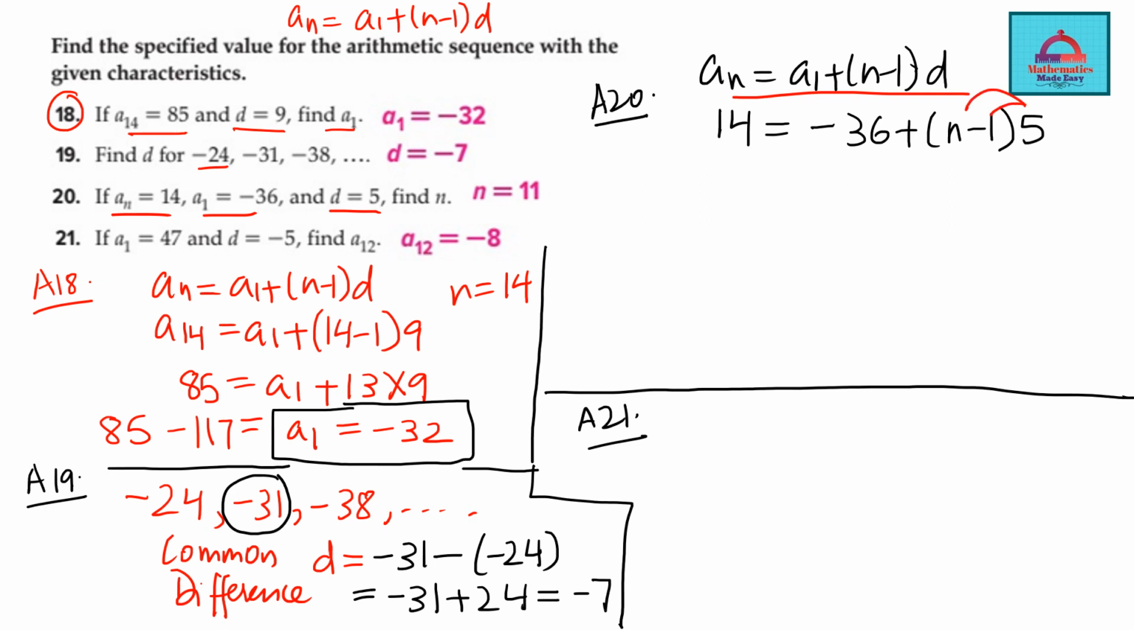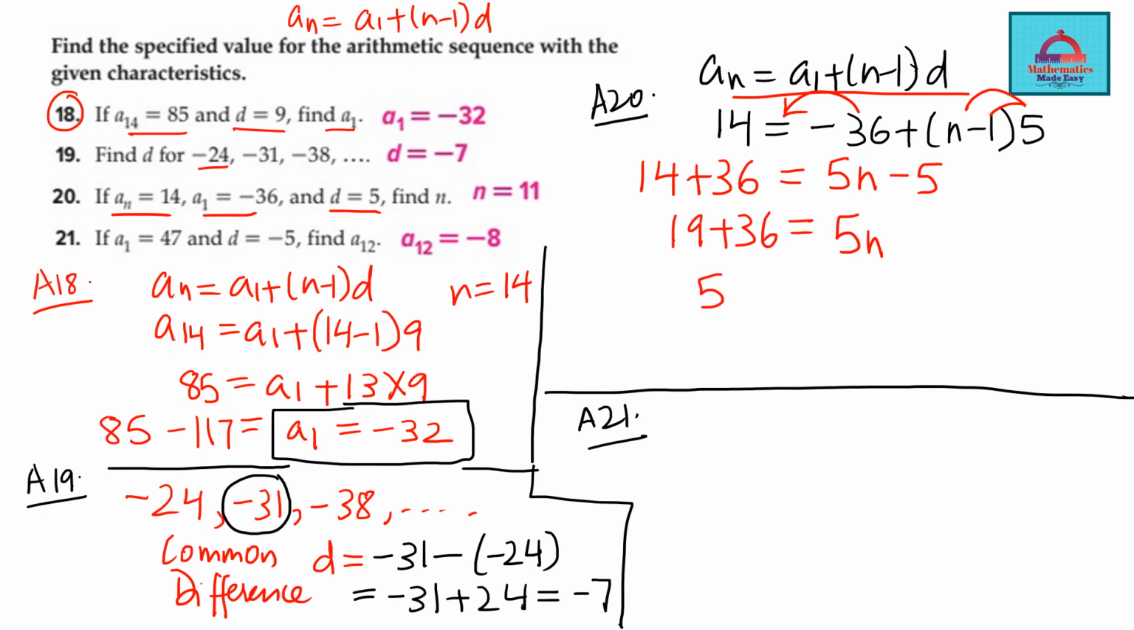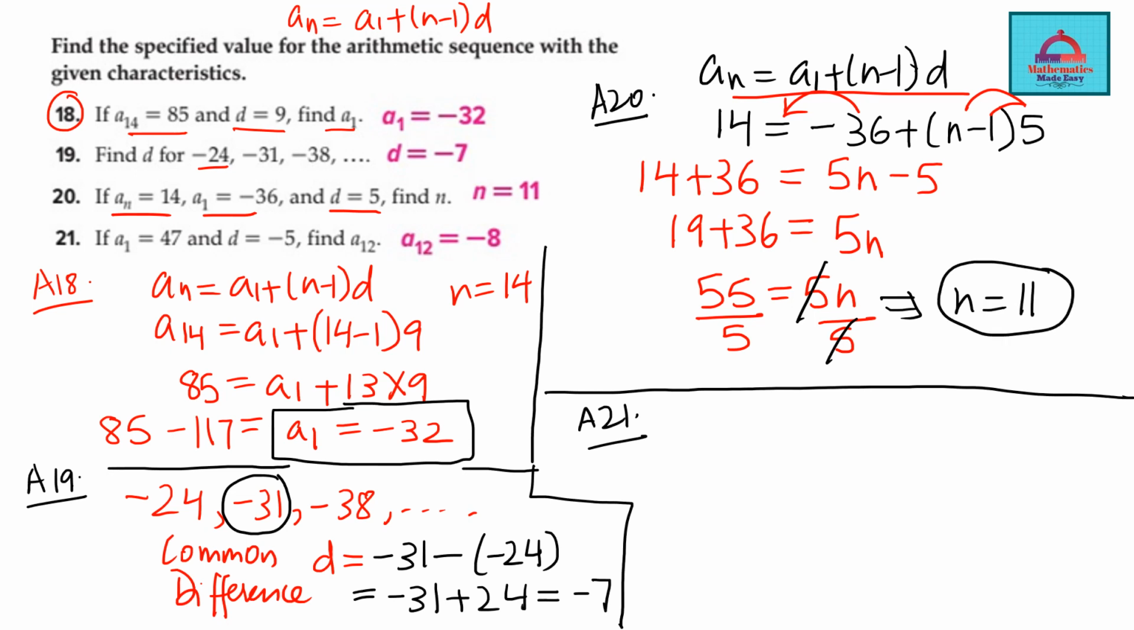So 5 would distribute, and I'm moving 36 to the other side. So 14 plus 36 is 5n minus 5, or 5n. Now I move the 5 also here. So just do the addition. So this is 19 plus 36, which is 55, equal to 5n. Divide both sides by 5. So how much is your n? n is 11. So n value is 11.